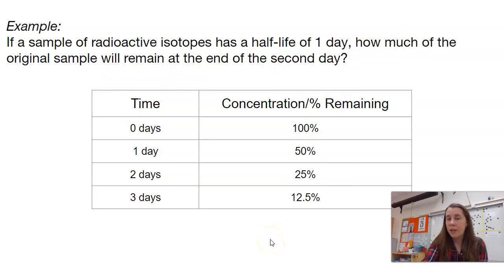But we could keep going. You'll notice that if we keep dividing this by 2, it never quite gets to 0. So theoretically, there's always going to be some left, even if we go through multiple half-lives.